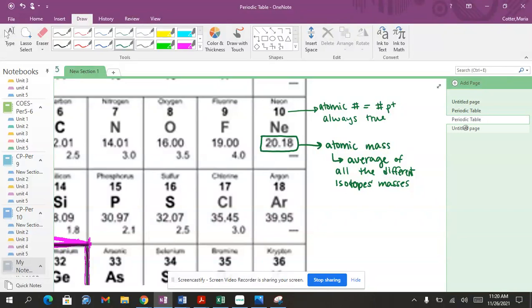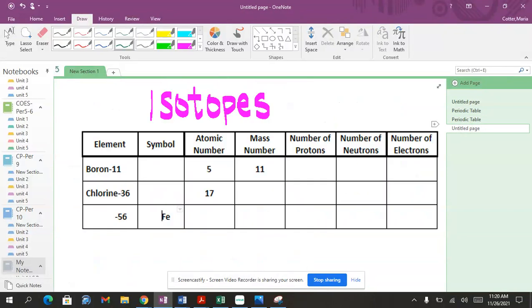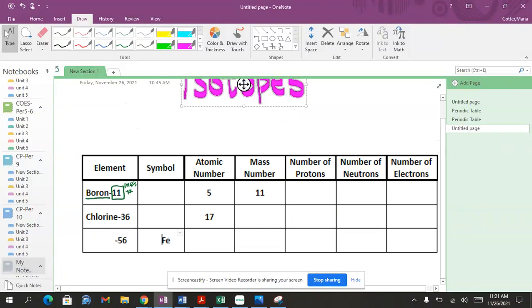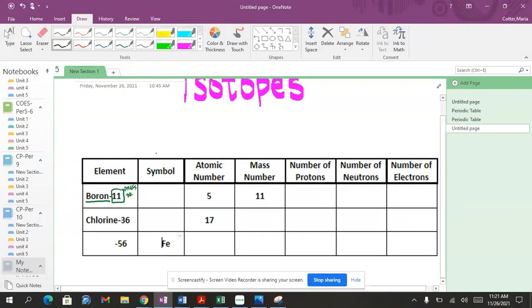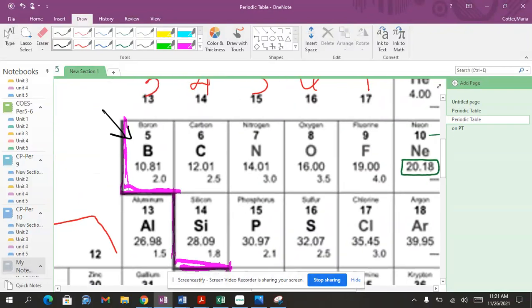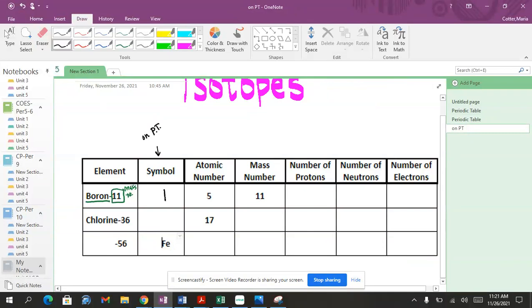So let's look at a table. I've got a table with some examples. Here's boron, and this is the notation that you're going to see. We're going to see the name of our element, and then this is our mass number. Now, when we look at all of this fun stuff that we've been working on when it comes to isotopes, our symbol can be found on the periodic table. We're going to say PT for short. Boron's symbol, if we go look at the periodic table, is right here. Boron's number 5. B. So that's a capital B.